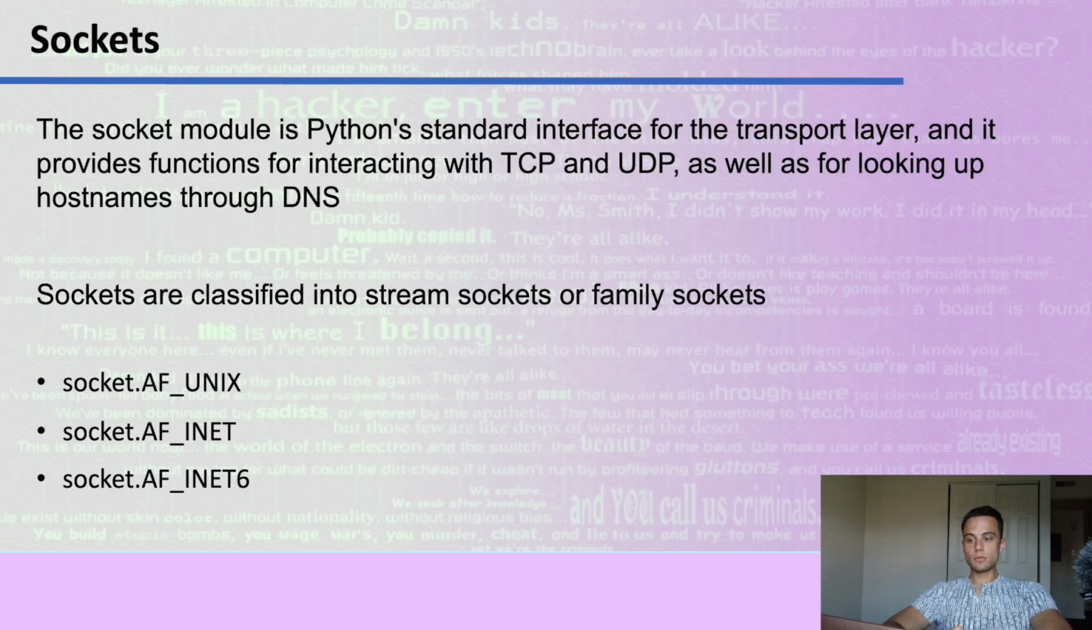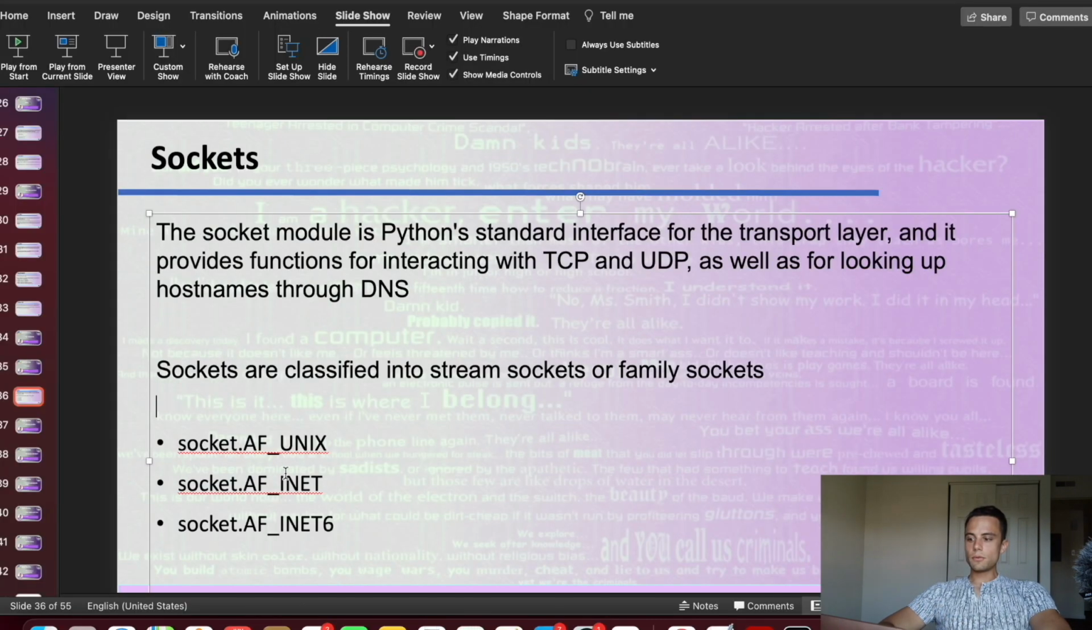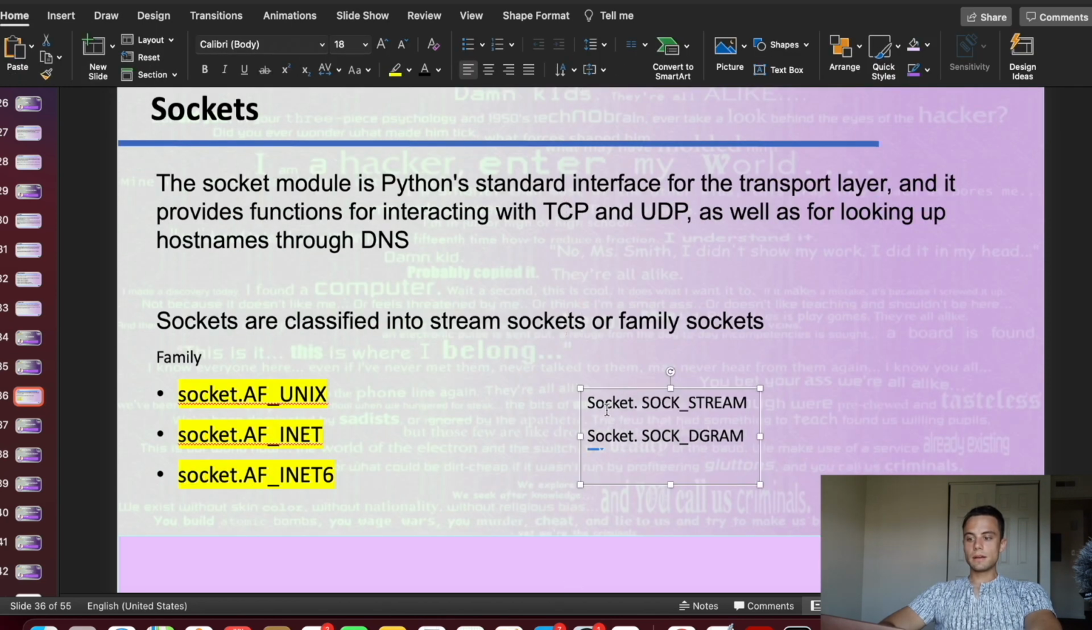At the same time, they are also classified by family. For example, Unix sockets, which are specific to Unix, use socket.AF_UNIX. This is a family of sockets. If you want sockets depending on the networks they are based on, you would use socket.AF_NET. And finally, for the family depending on the type of internet connection, you would have INET6 or INET4 sockets. So these three are all family sockets.